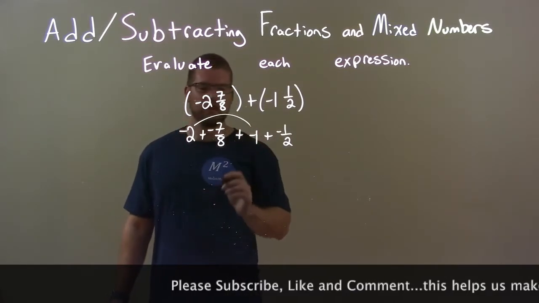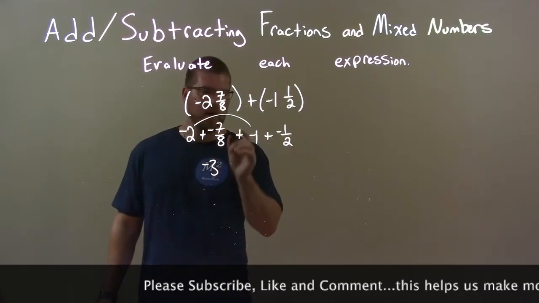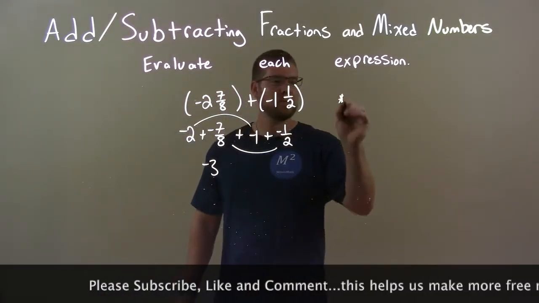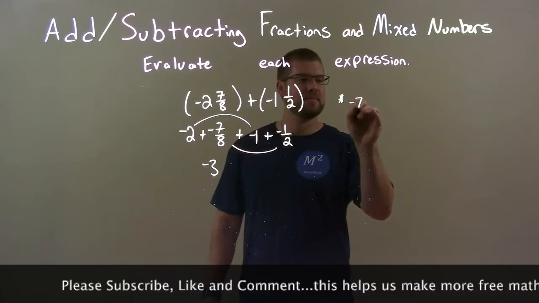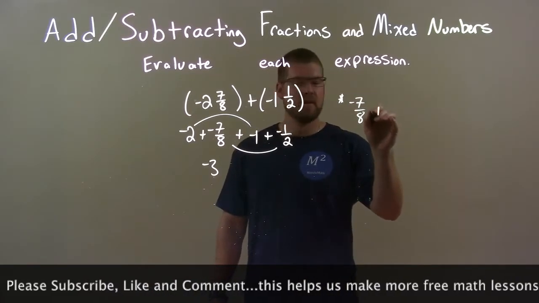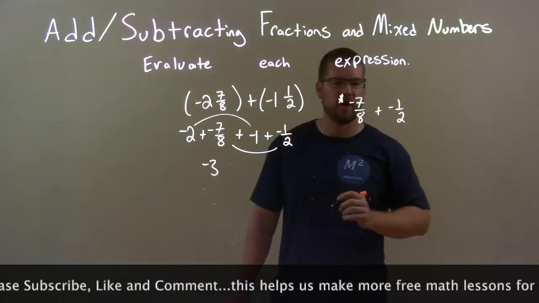Well, -2 and -1 is a -3. But my fractions, when I add them together, I'm going to do that over here to show how they can be combined. So let's take a few steps here. -7/8 plus a -1/2. All right.